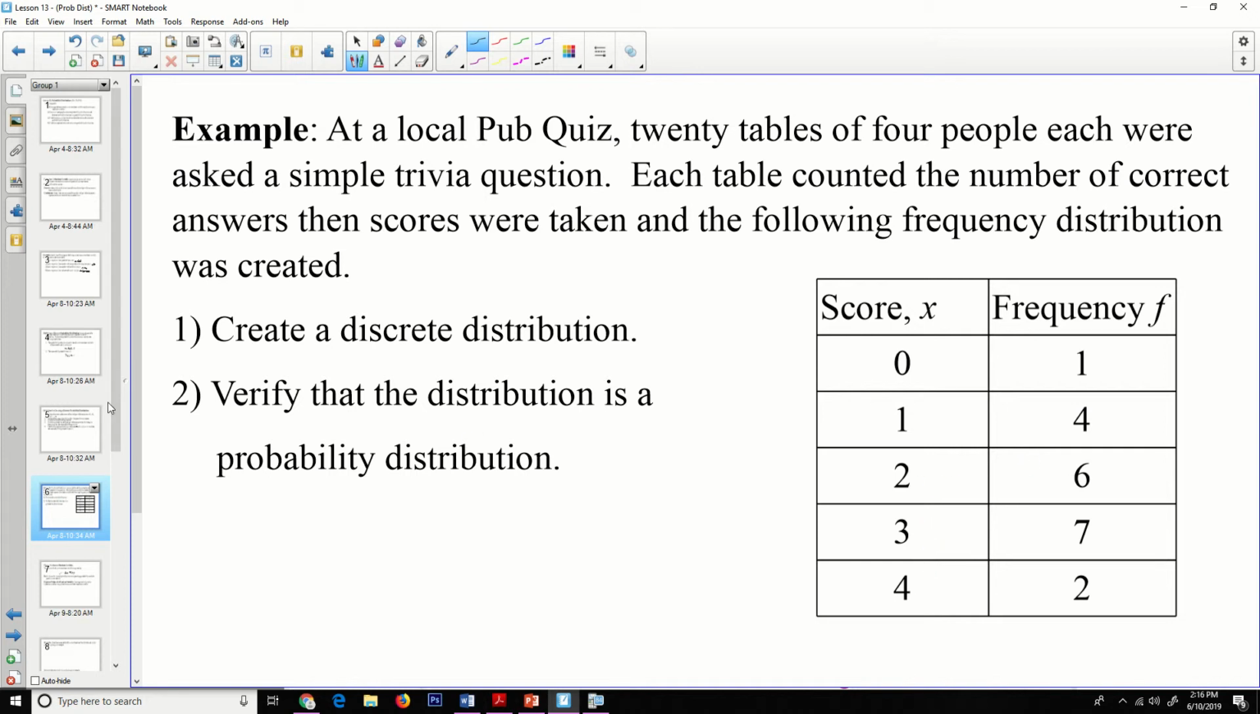So the first thing we want to do is create a probability distribution here. So let's make a table.